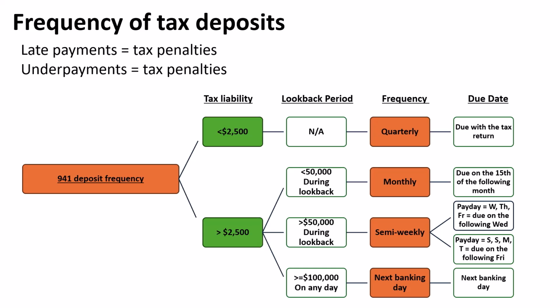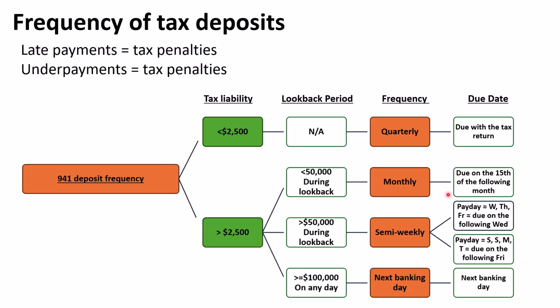So let's look at the graphic. If the payroll tax liability per year is less than $2,500, then the tax deposit is paid quarterly when the employer files the payroll tax return. Now, if the payroll tax liability is greater than $2,500, then we have to look at the amount of payroll tax during the look-back period. If the amount was less than $50,000, then the tax deposit is paid monthly by the employer by the 15th of the following month.